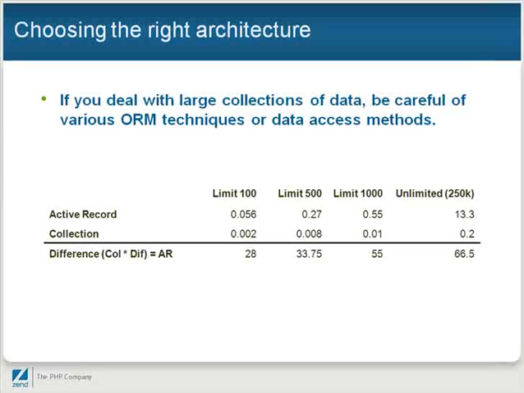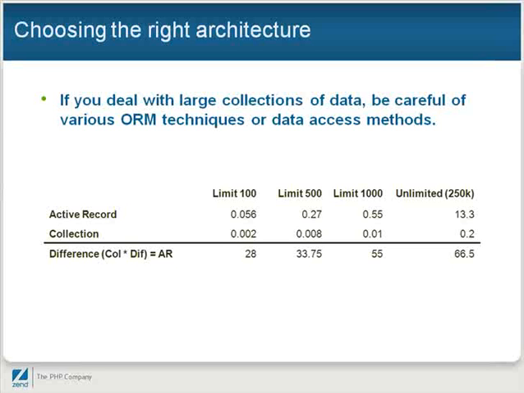When we had a limit of 100 individual objects, the active record mechanism came back in about 6/1000ths of a second, which really isn't all that bad, but the collection came back in 2/1000ths. With a limit of 500, it came back in a quarter second, still not that bad, but when you compare it to the collection mechanism, which came back in 8/1000ths, with a limit of 1,000, active record came back in 5 seconds, as opposed to the collection mechanism, which came back in 1/100th.